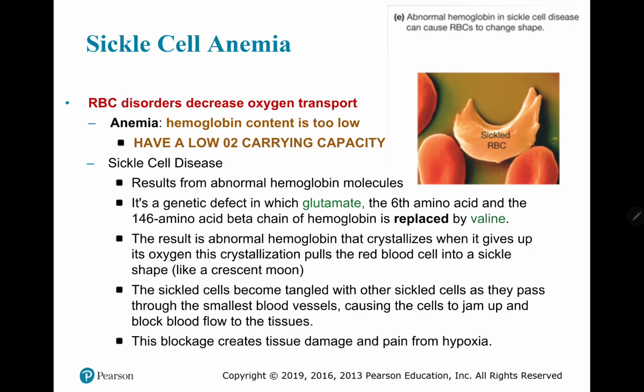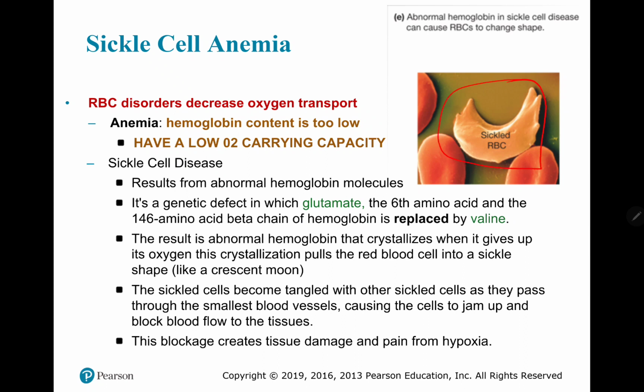Okay. So sickle cell anemia. This is going to result from abnormal hemoglobin molecules. Basically it's a genetic defect in which glutamate, the sixth amino acid in that 146 amino acid beta chain of hemoglobin, is replaced by a valine. And so one amino acid change can produce these results that you see right here.